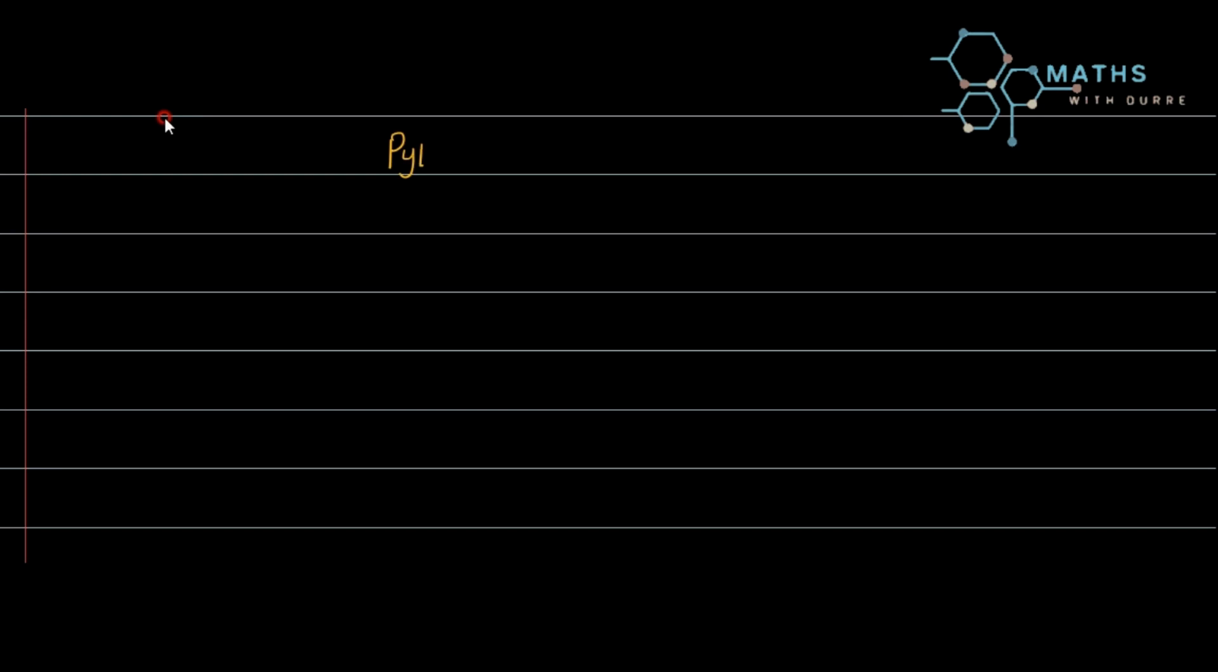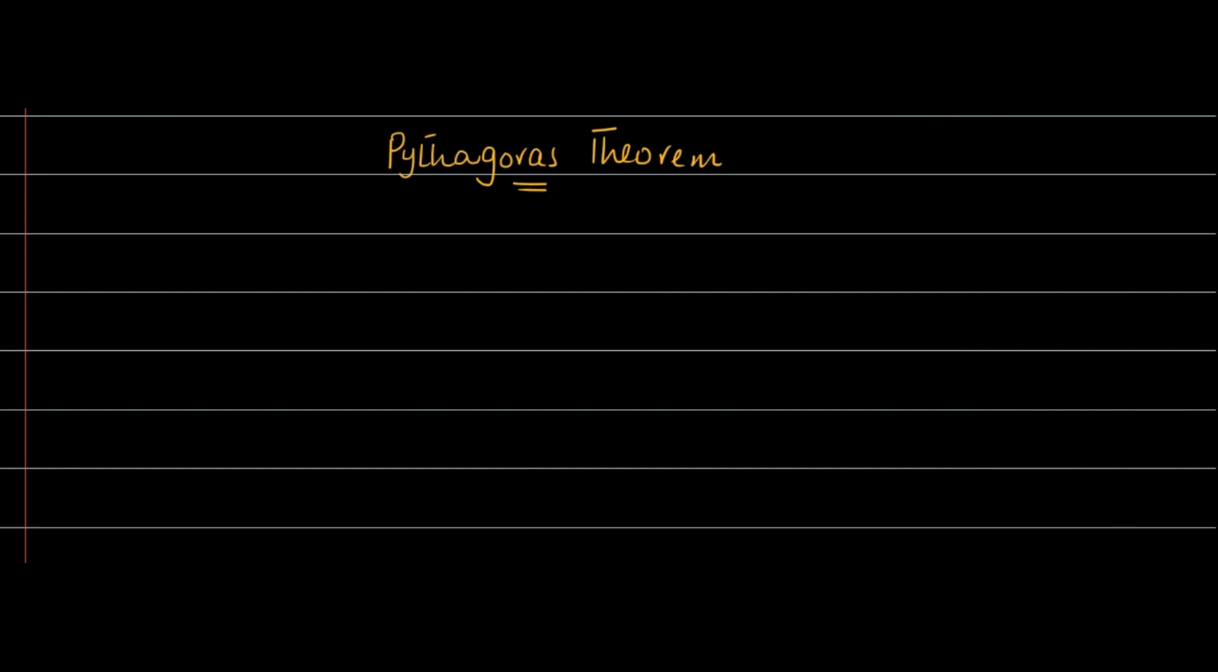Welcome to this maths lesson on right triangles and the Pythagoras theorem. When we are talking about Pythagoras theorem, it means this topic is related to right triangles. So in this video we will explore what a right triangle is and how the Pythagoras theorem relates to right triangles. So let's begin with the definition of right triangle.